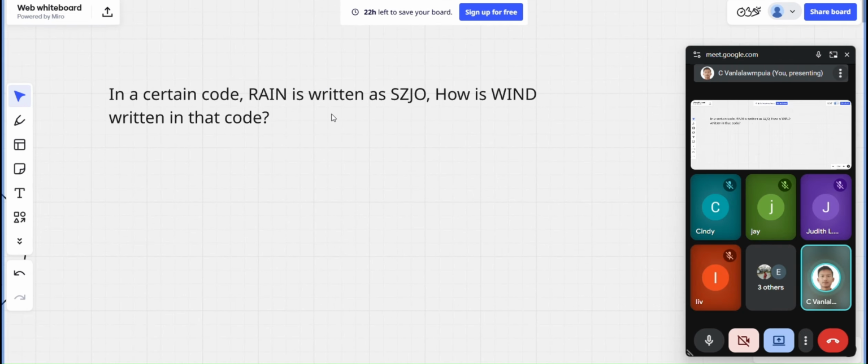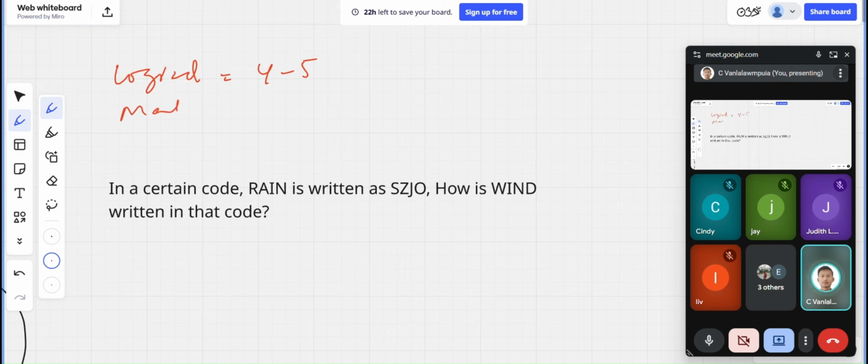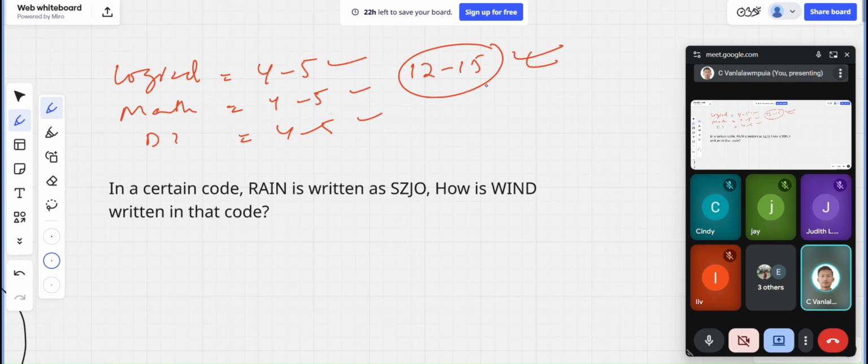So you can expect, let's say, logical reasoning, 4 to 5 questions. Mathematical aptitude, 4 to 5 questions, and data interpretation, definitely 4 to 5 questions. So anywhere from 12 to 15 questions. If it's 15, that means you're practicing for 30 marks. That's so much.